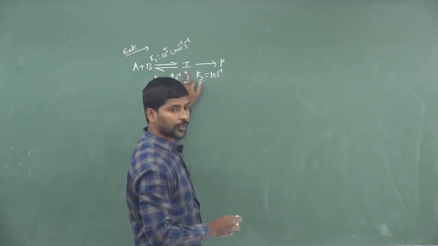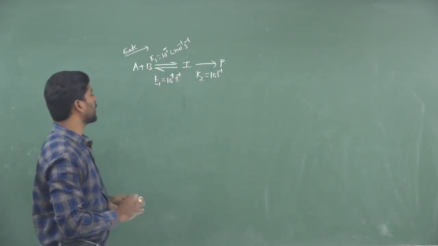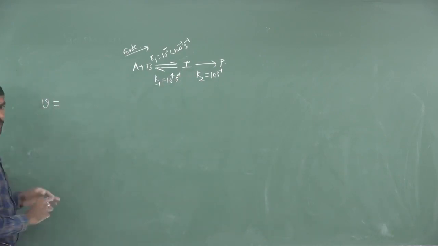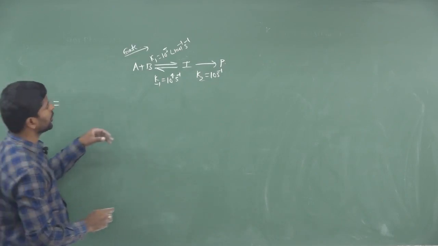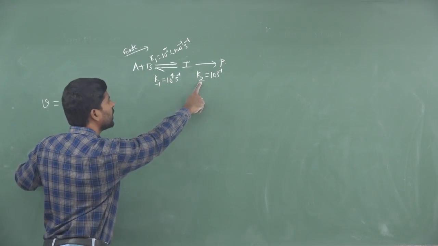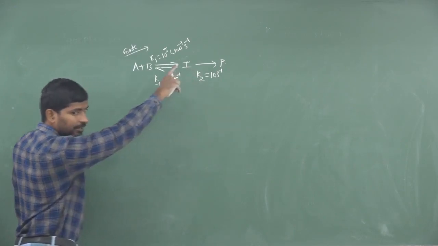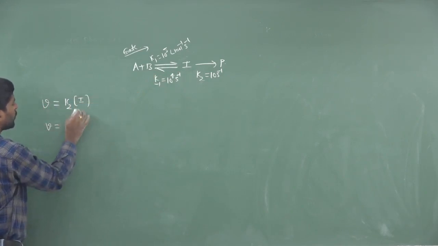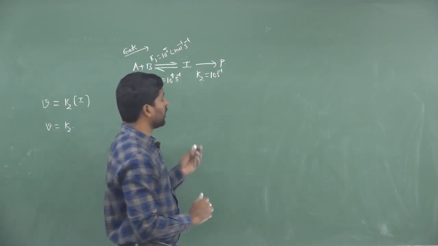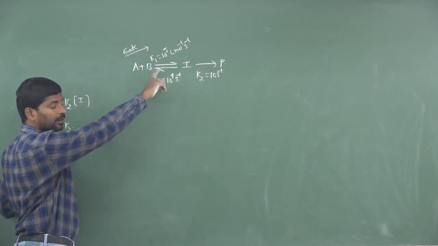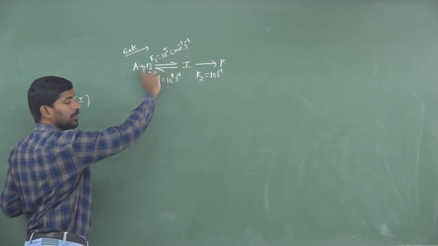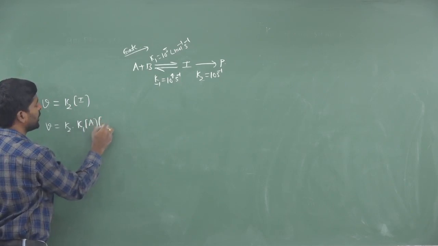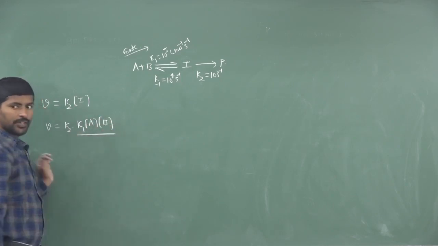So we can apply steady state approximation to I. Now V is equal to what? The rate of product formation is nothing but the rate constant into the concentration of reactant in that step, that is K2 into I. So V is equal to K2 into I. How can we write the concentration of I directly? In which step is I forming? In the forward reaction I is forming, so the rate of forward reaction is K1 into concentration of A into concentration of B.